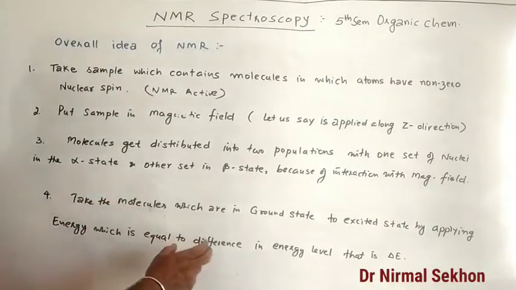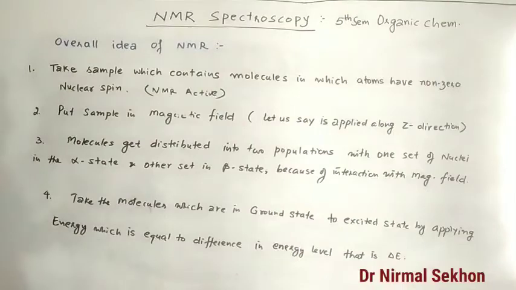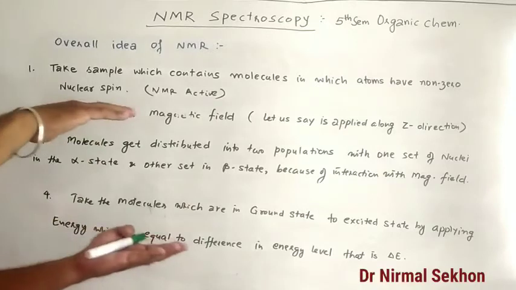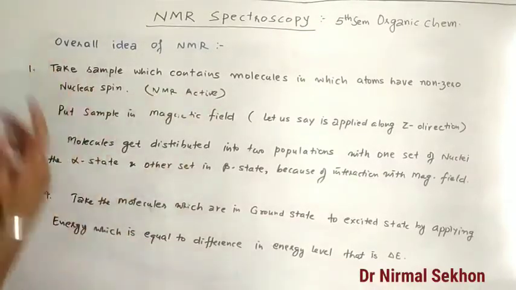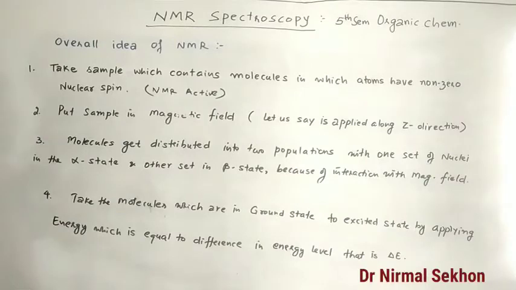This amount of energy absorbed, that is delta E, is equal to the population difference between the alpha and beta states. If the number of molecules in the alpha and beta states are equal, there will be no absorption of energy. Less absorption of energy means weak signal, weak peaks. More absorption of energy means strong, clear signal. So our target is to generate a population difference between alpha and beta. If 10 molecules are in alpha and 9 molecules are in beta, there is not too much difference, then the sensitivity becomes less.